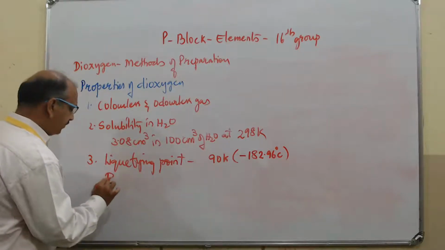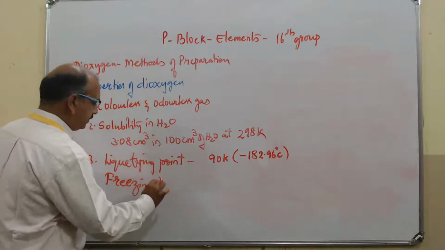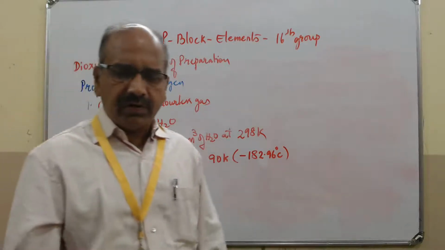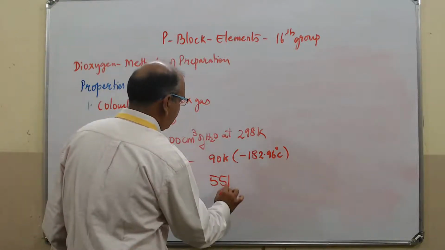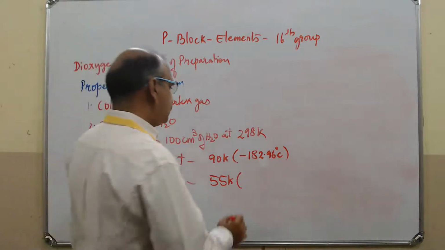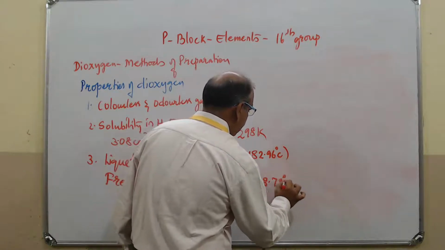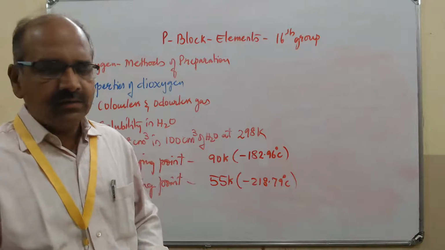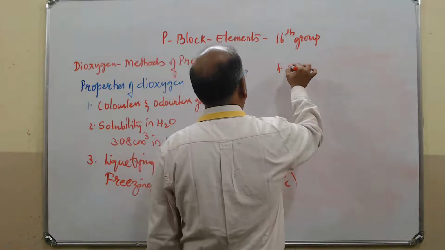182.96. You would have freezing point. Freezing point of this is going to be 55 Kelvin, and that in degree Celsius is minus 218.79 degree Celsius.